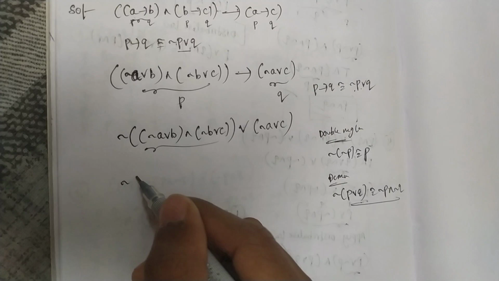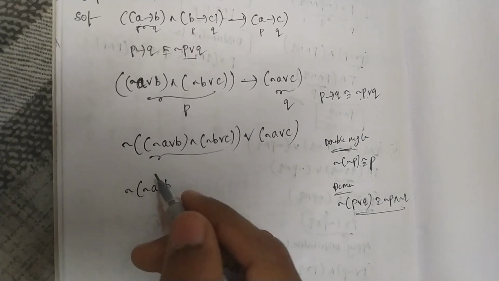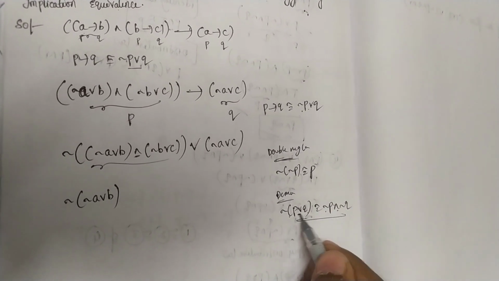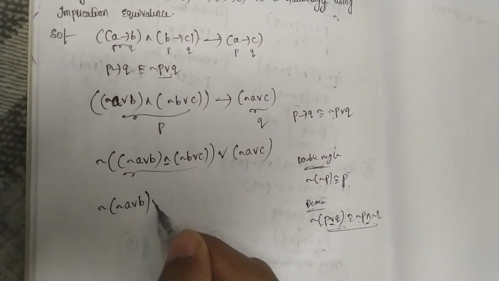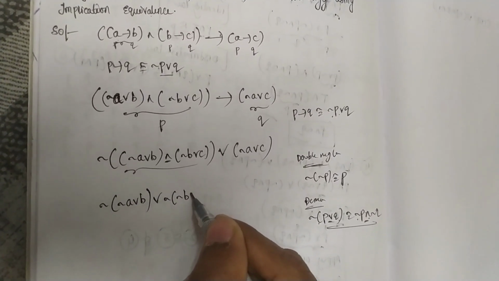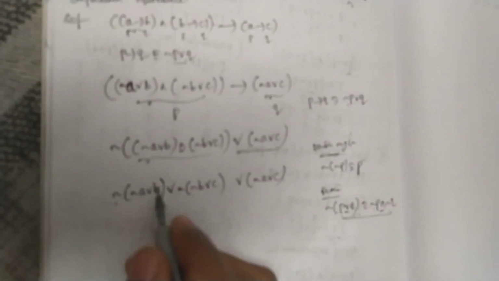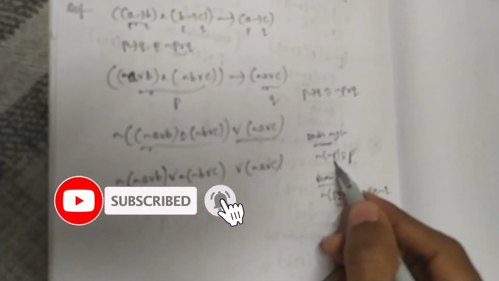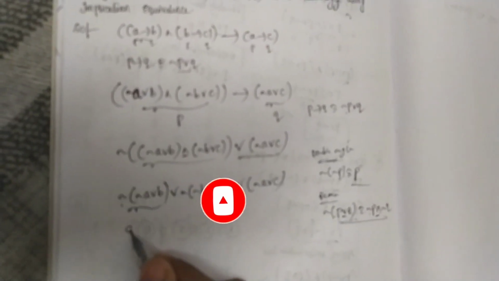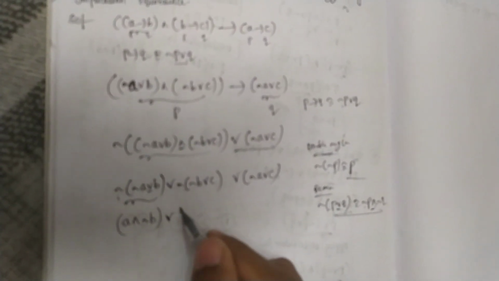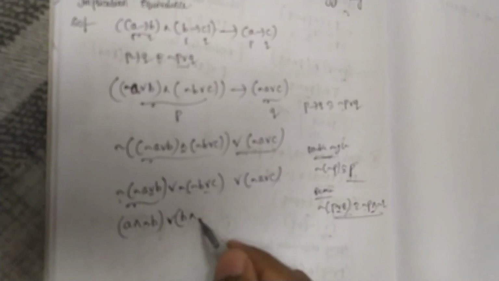So negation of negation A or B: here negation of P or Q means negation P and negation Q, so the or is replaced by and. Similarly, here the and has to be replaced by or. Then we apply the double negation law: negation of negation A means A, the or is replaced by and, and negation B; negation of negation B means B, the or is replaced by and, negation C, or negation A or C.